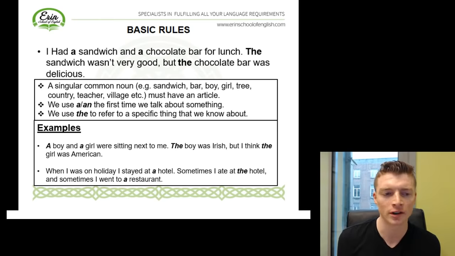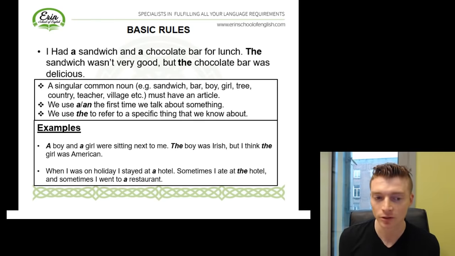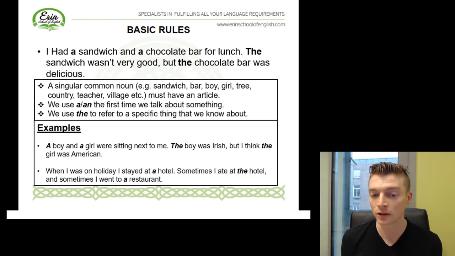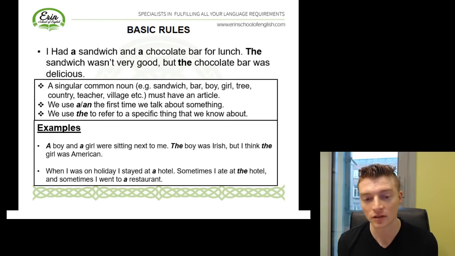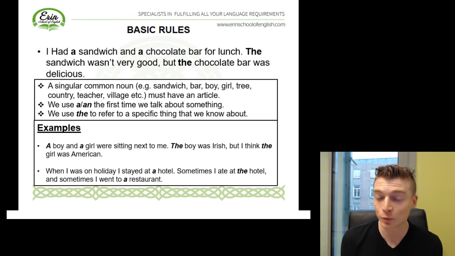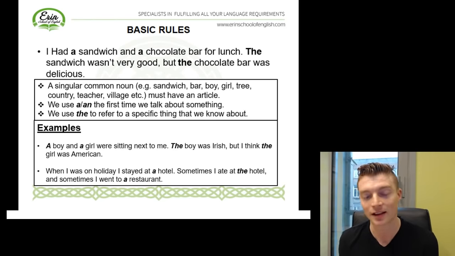When I was on holiday, I stayed at a hotel. Sometimes I ate at the hotel, and sometimes I went to a restaurant. So here, once again, hotel, the first time I've mentioned it, I've used an indefinite article. However, in the next sentence, the hotel. We know what I'm talking about, but then we've got the indefinite article again, and that's because it's the first time I've mentioned a restaurant.